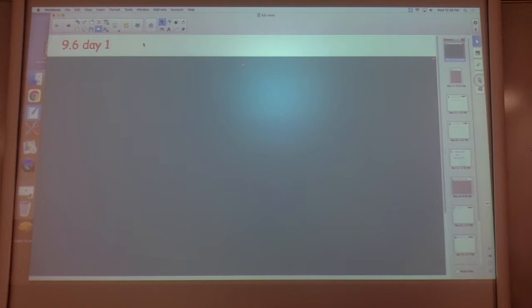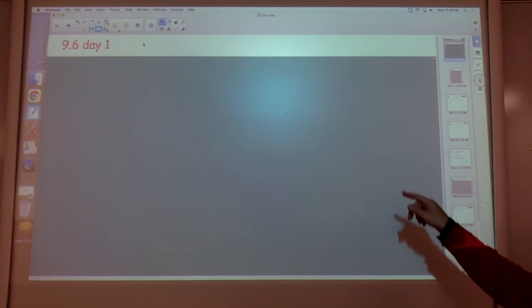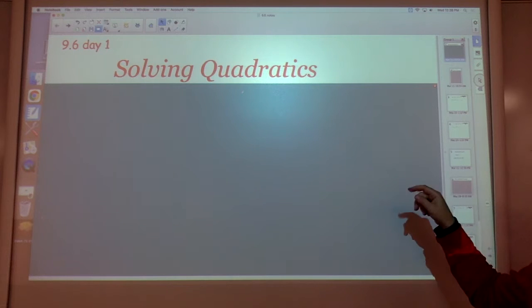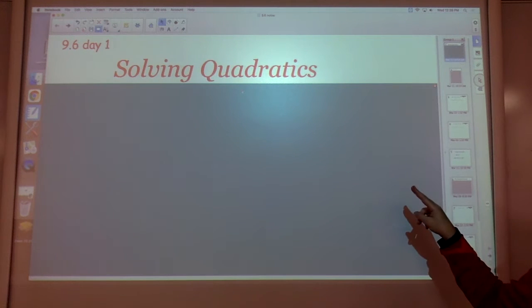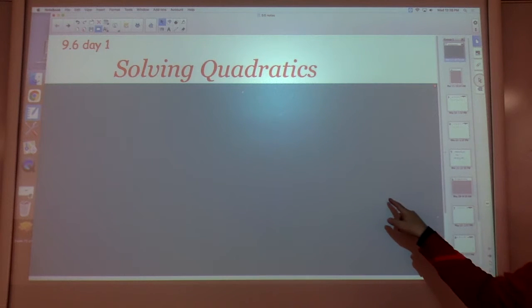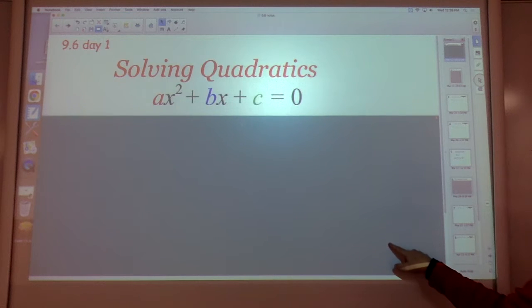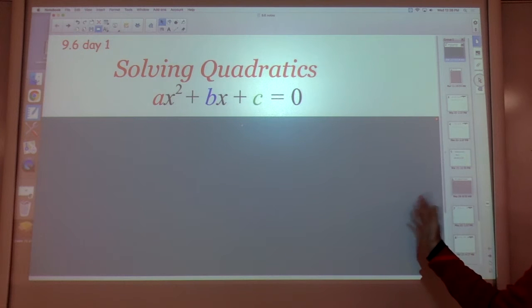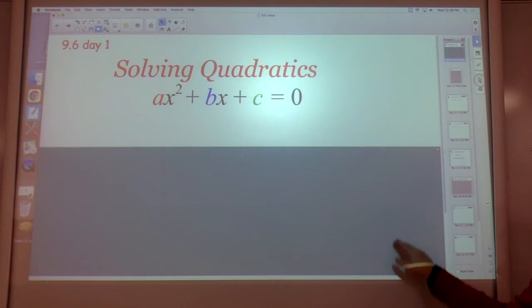Chapter 9, section 6, again being split up into 2 days. So day 1, guess what? We're solving quadratics again. We've already solved them by graphing, by factoring, and by square rooting. What else is there? Well, here's the general equation again, the standard form of a quadratic: ax squared plus bx plus c equals 0.